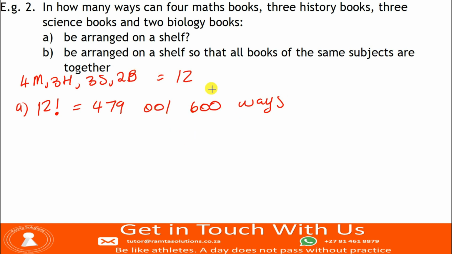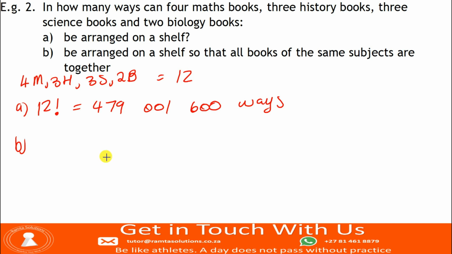479,001,600 ways. This is how we can arrange these books on a shelf in 12 factorial ways. Part B: how many ways can we arrange these books if they are to be arranged on a shelf so that all books of the same subjects are together?